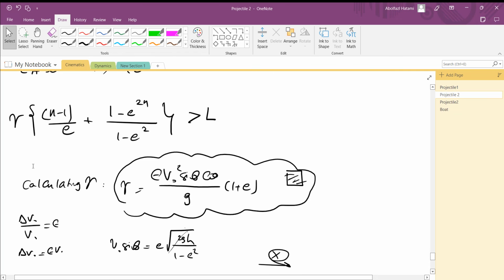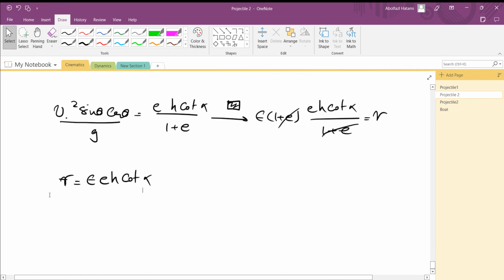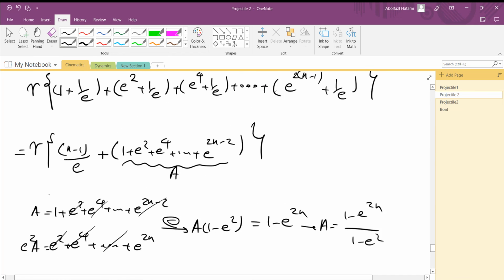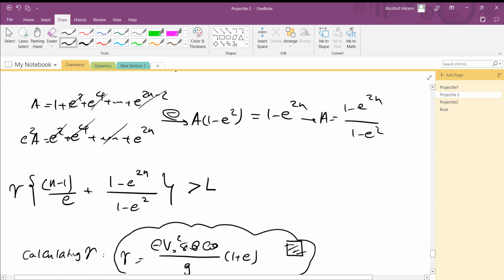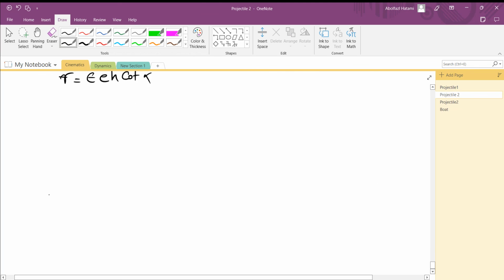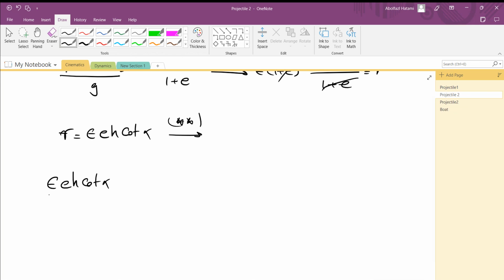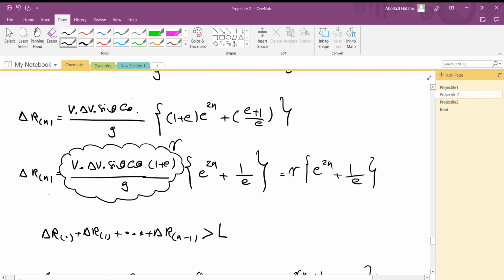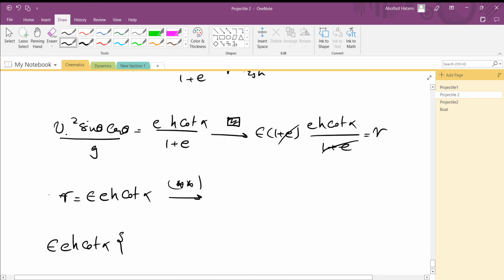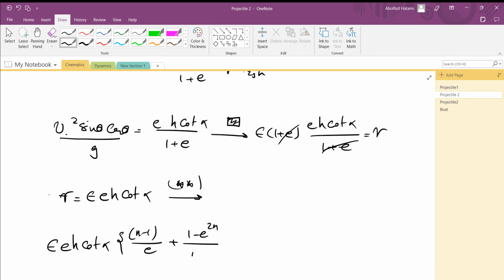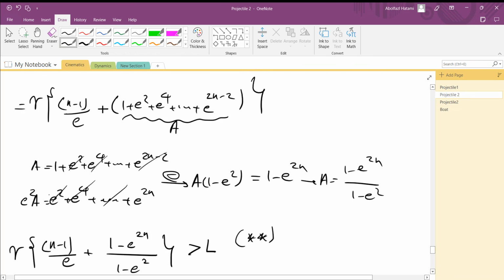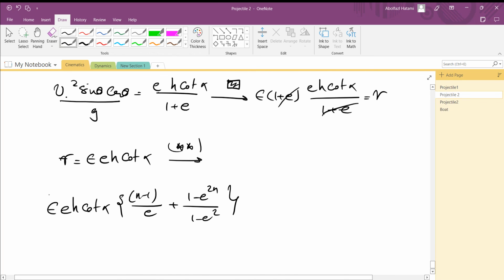No problem. If I substitute this gamma in this inequality, let me call this inequality the double star inequality. So if I substitute it in the double star inequality, I can obtain that epsilon e h cotangent of alpha times, what was that? What was the next? N minus 1 over e plus 1 minus e to the power 2n over 1 minus e², I think. Yes, it is true. It should be greater than L.